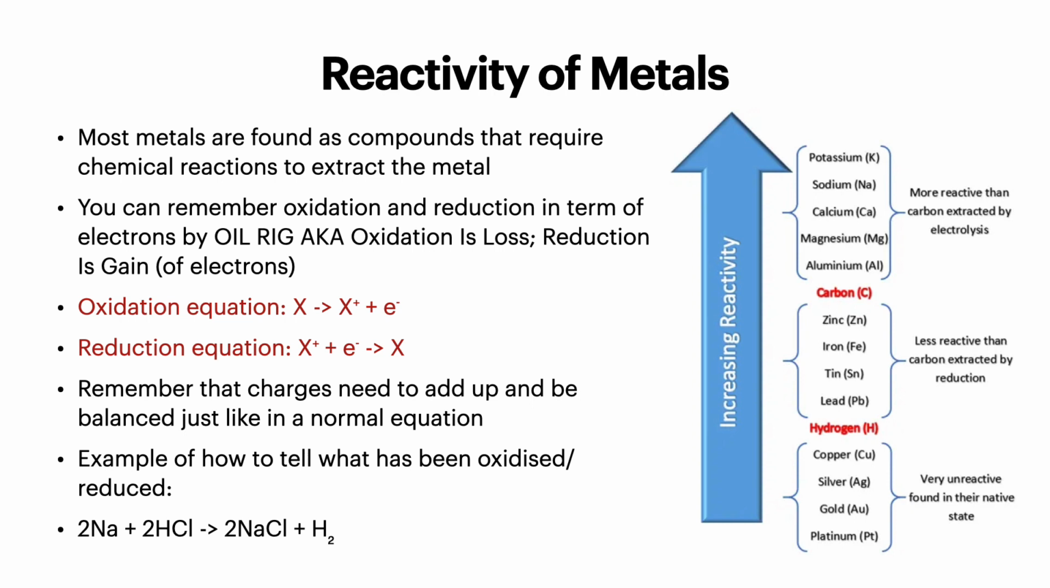You can see the half equations for how these oxidation and reduction equations will generally look. Oxidation is where the element goes from X to X plus an electron on the side, because it's lost the electron. Whereas reduction is the opposite, so you're going from X plus being joined with an electron to just form X. Remember that charges need to add up and be balanced, just like any normal equation. So in these half equations, you've got a positive and a negative forming a neutral element on the other side.